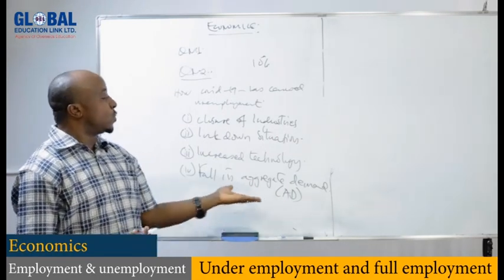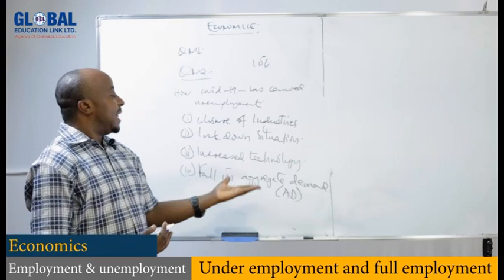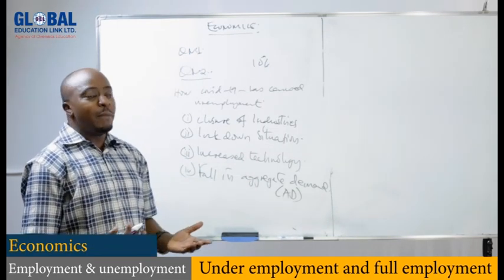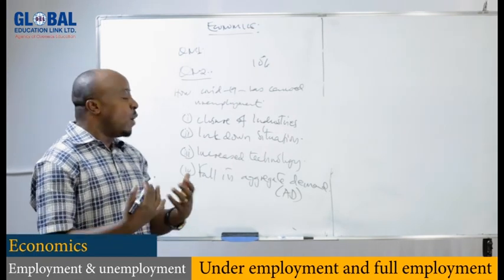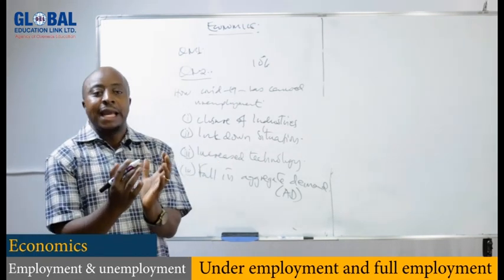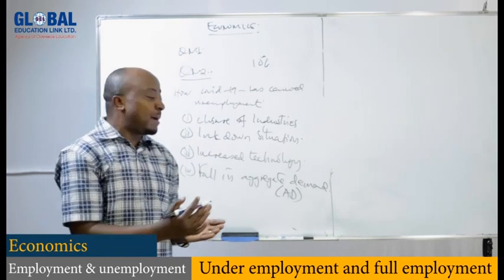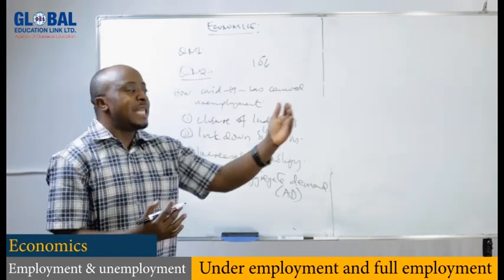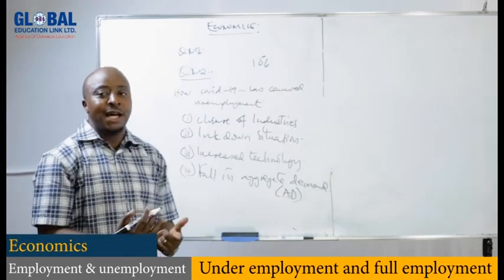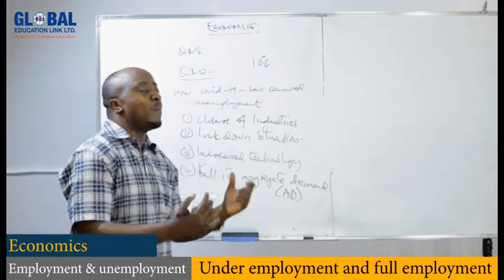Now, recently, due to COVID-19, aggregate demand has fallen. Why? Because people's consumption has fallen, and some of the people have bought goods and services in bulk and are at home. For example, some have bought foodstuffs in bulk and are at home. They are no longer moving into those markets. So it means the total demand for goods and services in the economy has fallen.